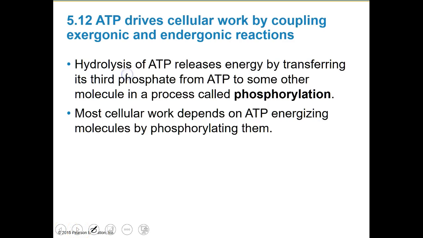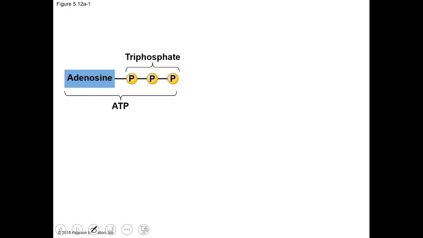Alright, so hydrolysis of ATP releases energy by transferring its third phosphate from that ATP to another molecule, called phosphorylation. Most cellular work depends on ATP energizing molecules by phosphorylating them. It's like attaching a phosphate group, boop, sticking it on there. So here's ATP, here's a good picture of it.